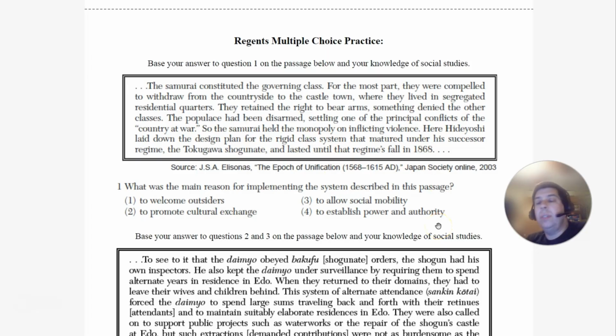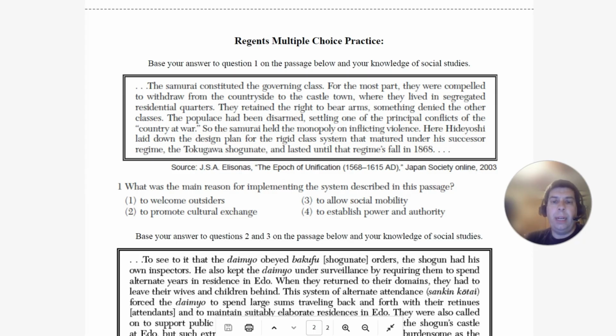So this isn't entirely a text-dependent question, but I want to show you a couple things. First of all, you can still use the text to help you. We can outright eliminate, I'm going to show you choice 3, to allow social mobility. What is his reason for doing it? It literally says he laid down the design plan for a rigid class system. Rigid class system means no social mobility, right? Rigid class system means no social mobility. Let me see if this, nope, I'm having problems, is no social mobility.